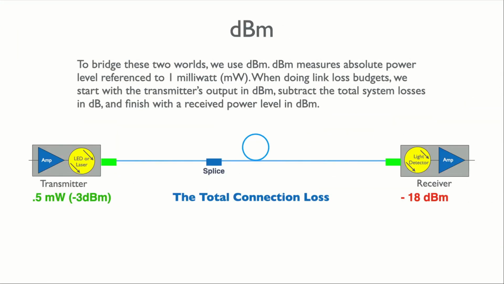To bridge these two worlds of dB and milliwatts together, we use dBm. When doing a link loss budget, we start with the transmitter's output in dBm. We then subtract the total system loss in dB and finish with a receive power level in dBm. That result can be directly compared to the receiver's sensitivity, which is also specified in dBm. This makes dBm the universal connector between the physical and the relative size of power measurements.